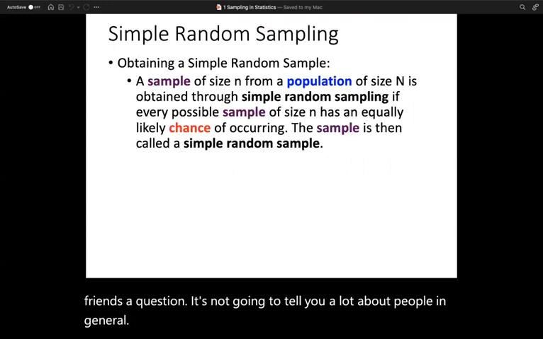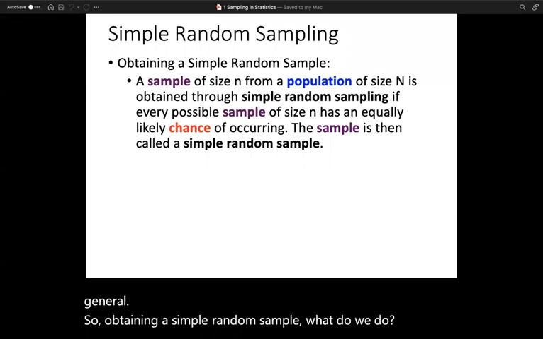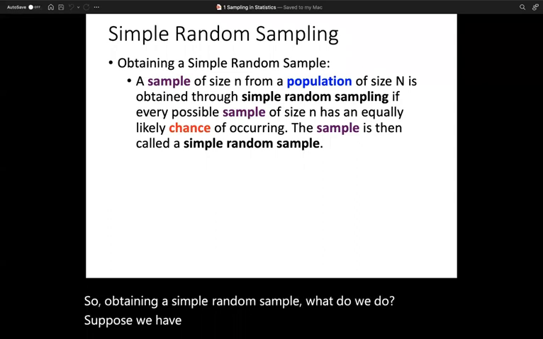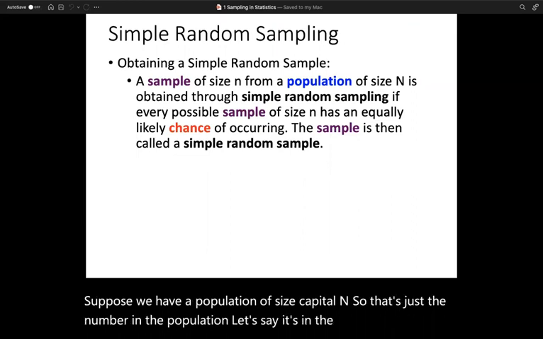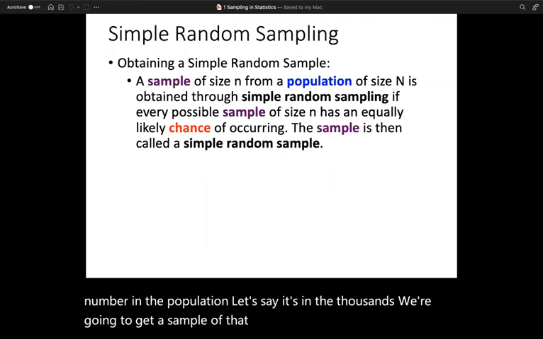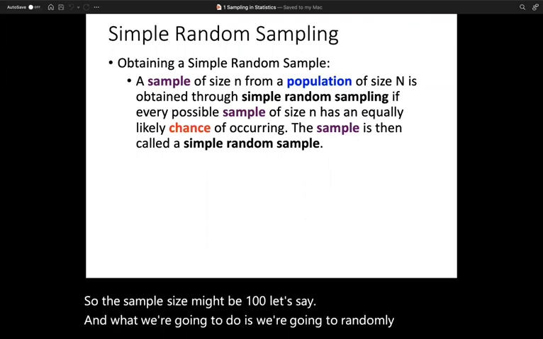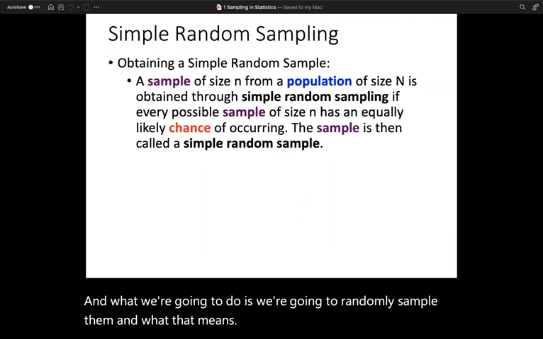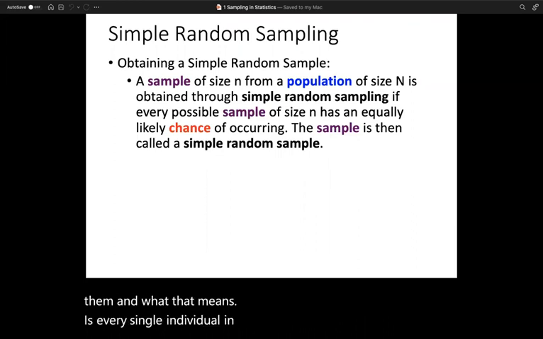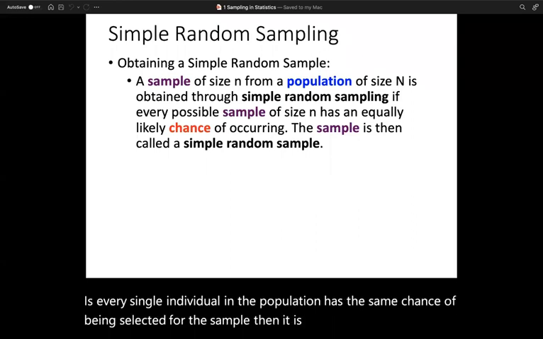So obtaining a simple random sample, what do we do? Suppose we have a population of size capital N. So that's just the number in the population. Let's say it's in the thousands. We're going to get a sample of that of size little n. So think little from the big population. So the sample size might be 100, let's say. And what we're going to do is we're going to randomly sample them. And what that means is every single individual in the population has the same chance of being selected for the sample. Then it is truly simple random sampling.